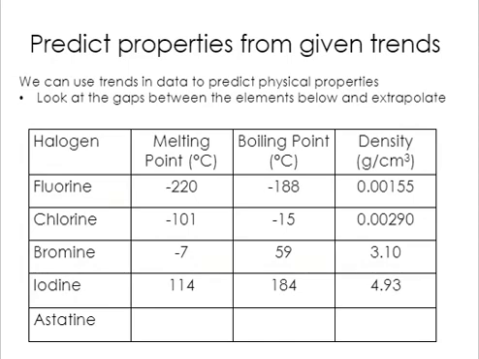The last thing we need to be able to do is predict properties from given trends. For example, you might be given a data table like this, where it's got the melting points and the boiling points and the density. We've already described the trend in those. All we need to be able to do is to look at the gaps in between them and predict what we would expect. For a melting point, for example, you can see the difference is roughly about 100 degrees, so you'd expect that to be somewhere greater than 200. And on the next slide, we can see what they actually are.